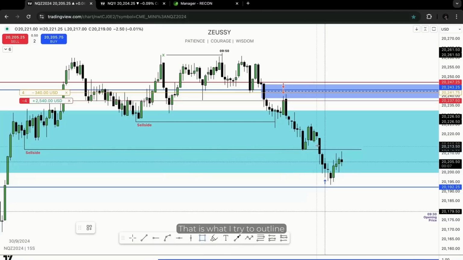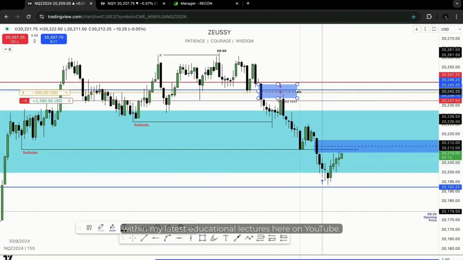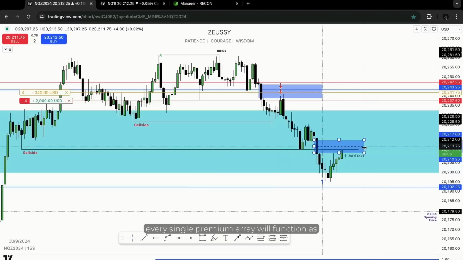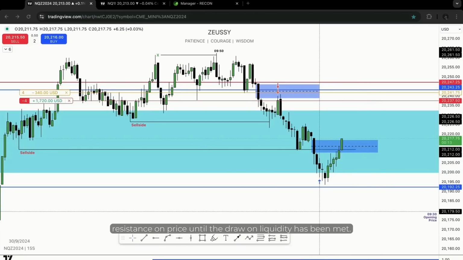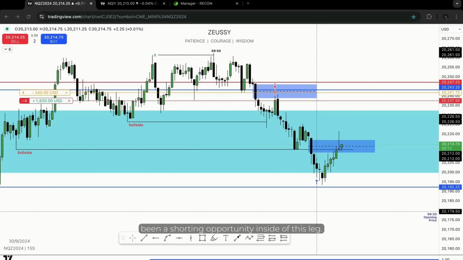That is what I try to outline within my latest educational lectures here on YouTube. That when the time is right, every single premium array will function as resistance on price until the drawn liquidity has been met. Meaning, until the drawn liquidity has been met, every single retracement higher could have been a shorting opportunity inside of this leg.